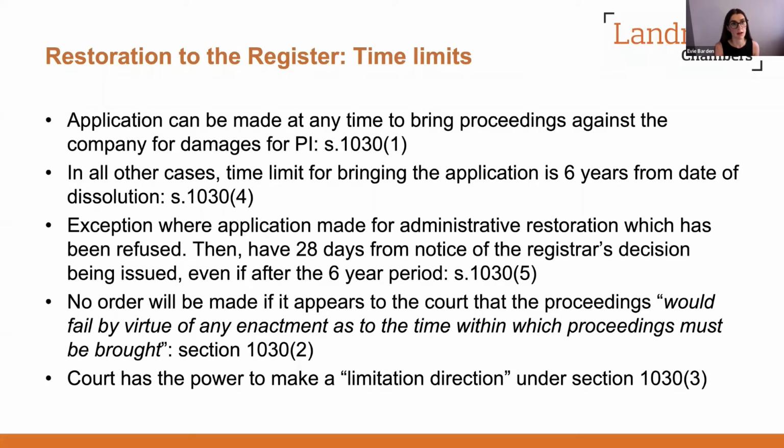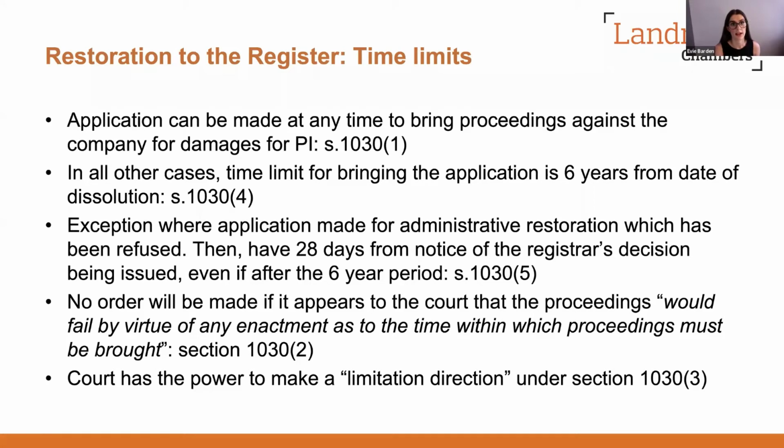Unless you've applied for an administrative restoration and that's been refused, in which case you get an extra 28 days, but your admin application has to have been within the first 6 years after the date of dissolution also. And what's a limitation direction? When am I going to seek one of those?